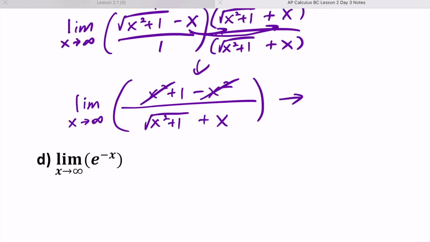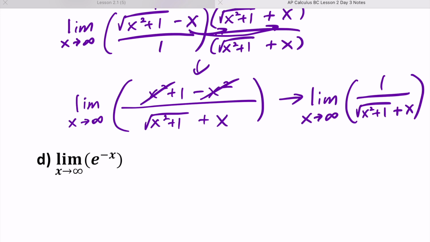Okay, the x squares will cancel out, and you're left with the limit as x approaches infinity of 1 over radical x squared plus 1 plus x. And then some of you might, especially if this is a multiple choice question, stop there. You see that the square root of x squared plus 1 as x approaches infinity would simply be a larger and larger increasing value. Same thing likewise with the plus x portion. That will be larger and larger. So in the end, you're dealing with 1 over infinity nonetheless. So your answer appears to be 0.